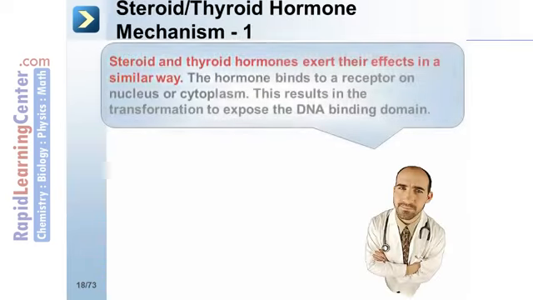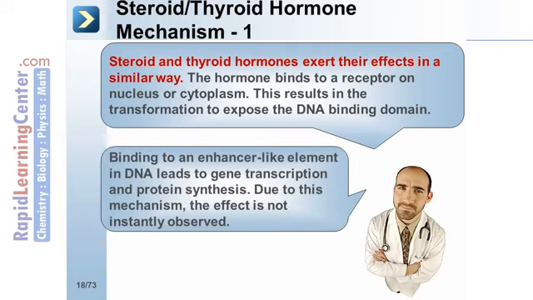Steroid and thyroid hormones exert their effects in a similar way. The hormone binds to a receptor in the nucleus or cytoplasm. This results in a transformation to expose the DNA binding domain. Binding to an enhancer-like element in the DNA leads to gene transcription and protein synthesis. Due to this mechanism, the effect is not instantly observed.